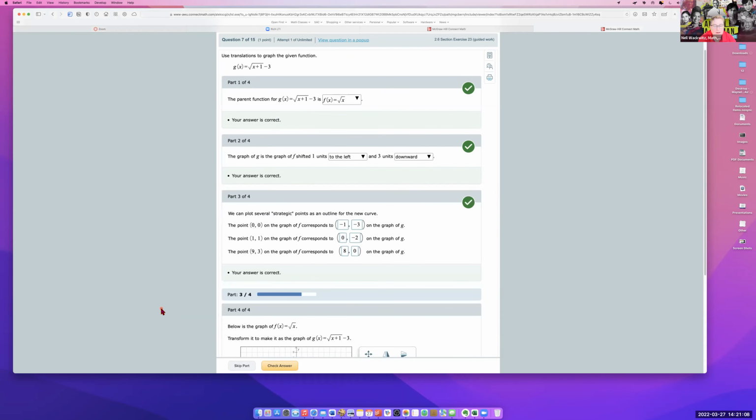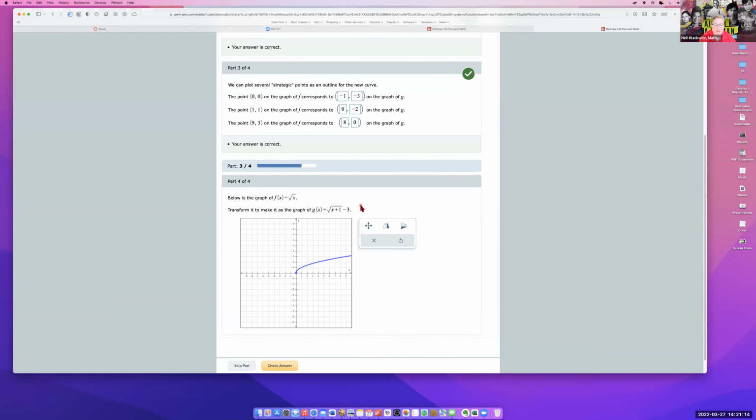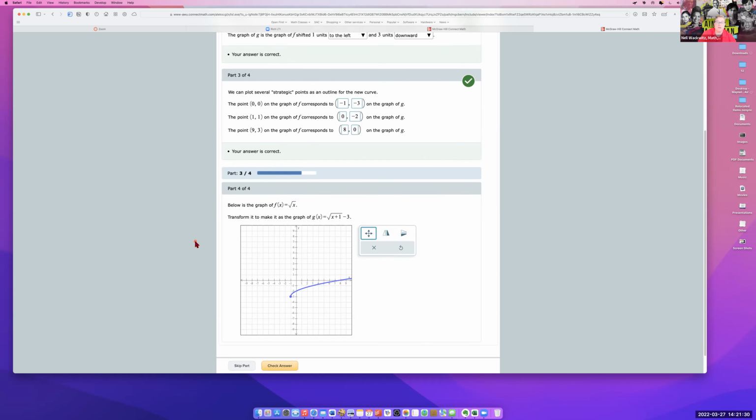All right, and now I'm going to do the same thing. So I'm going to move this horizontally and vertically, and I have points that I can check. So if we're adding inside the function, we go left, so we're left one, and subtract outside the function, down three. And now I've got those points, so I'm going to use them. Am I beginning at negative one comma negative three? Yes, yay. Is the point zero, negative two on the graph? Zero, negative two, it is, yay. And what about eight comma zero? Eight, zero is on the graph. Okay, so when I check my answer, I know that it's correct.